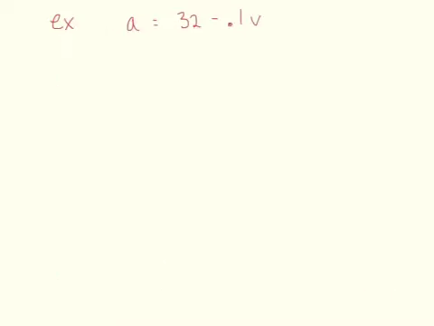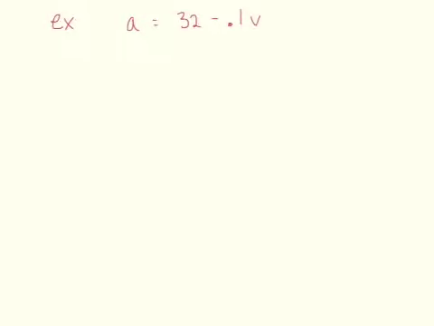Okay, so an example we have here is a = 32 - 0.1v. This could actually be an object that's dropped from rest, except instead of using meters per second squared, we're using feet per second squared because the acceleration due to gravity is 32 feet per second squared. So what we see is that right when it starts, it's in free fall. But then as it gets moving faster and faster, the acceleration becomes less and less, approaching some terminal velocity.